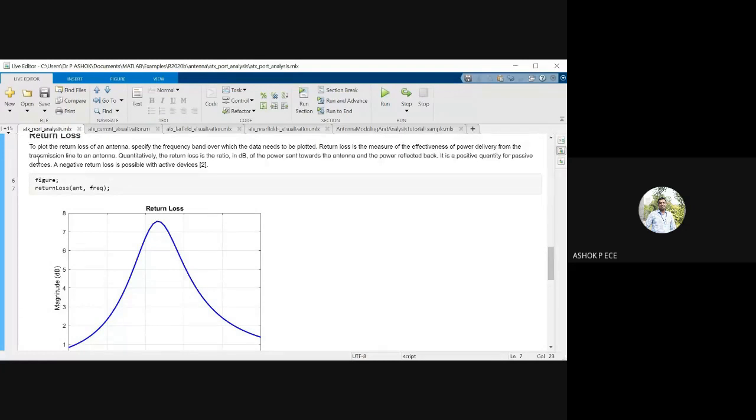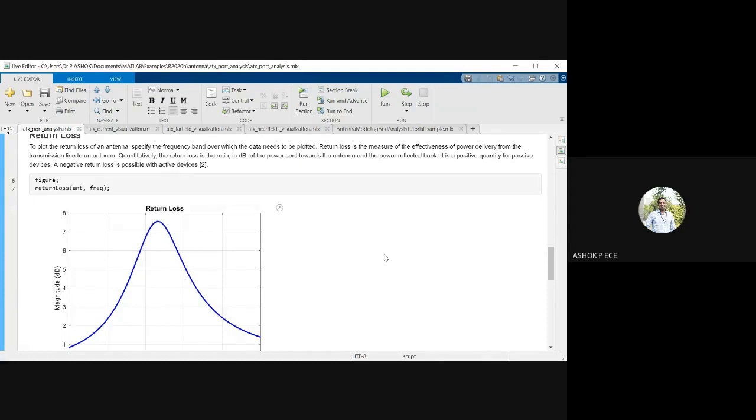power delivery from the transmission line to the antenna. So return loss is the power sent towards the antenna and the power reflected back. It is a positive quantity for passive device. Actually, antenna is a passive device, right? So actually return loss here, you get 7.5 dB. It is actually taken as minus 7.5.